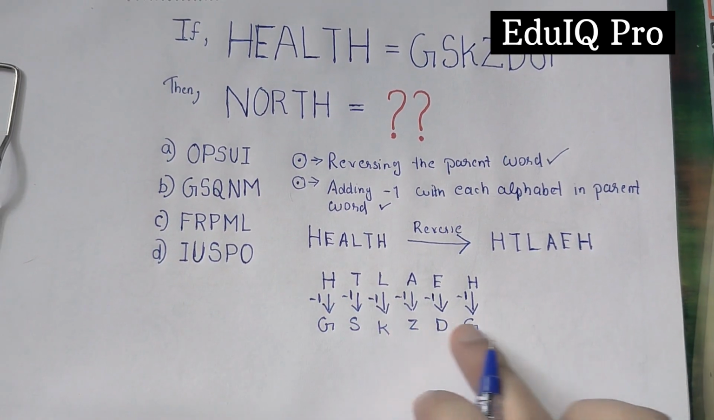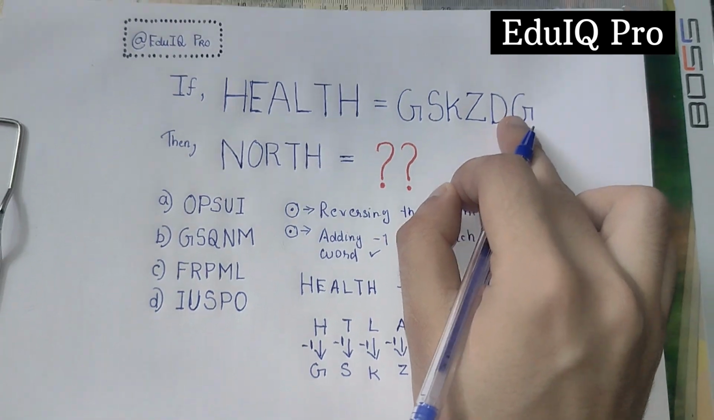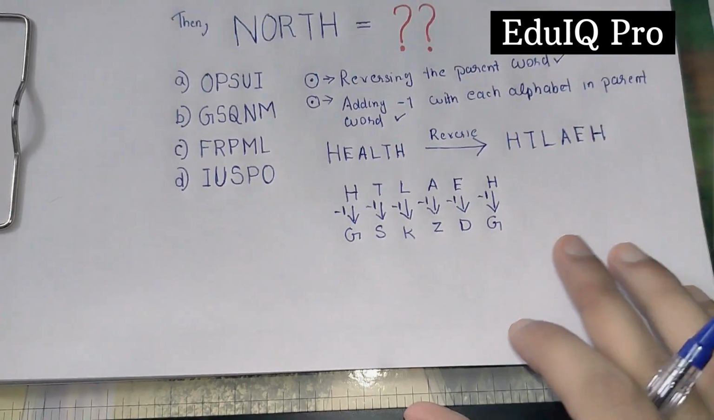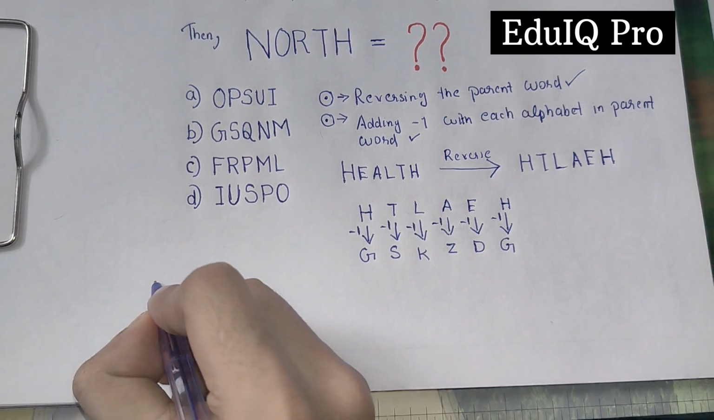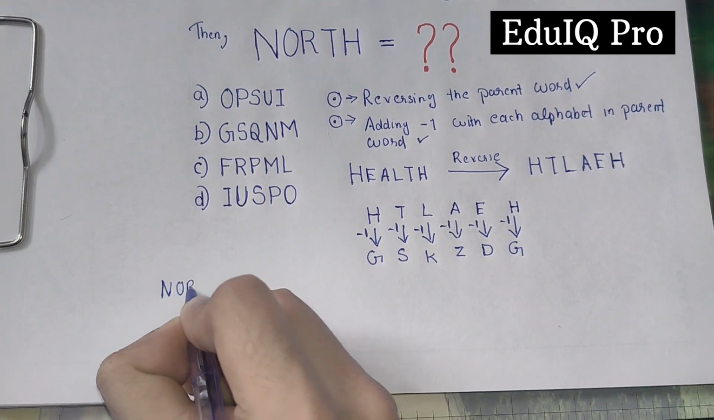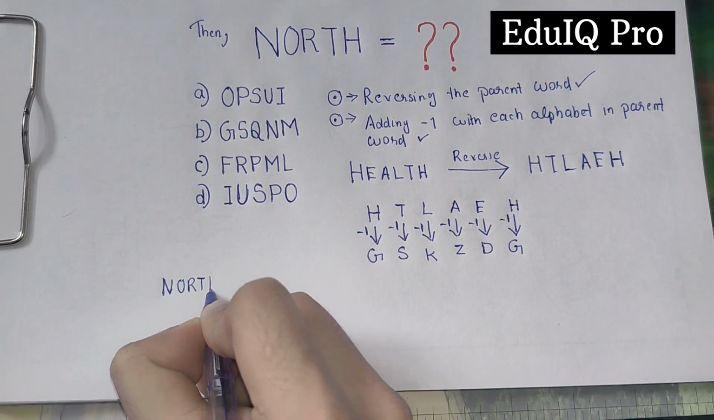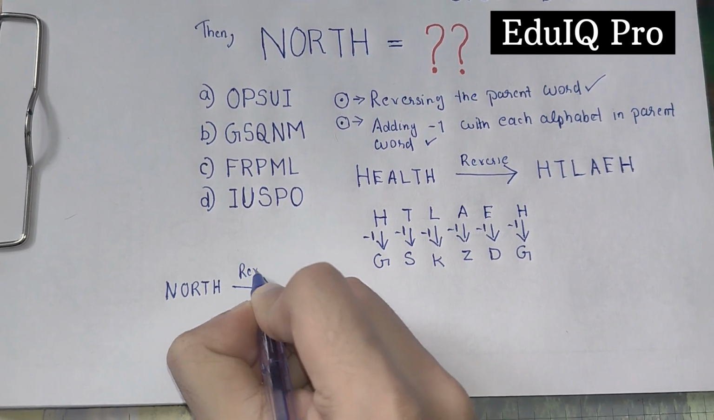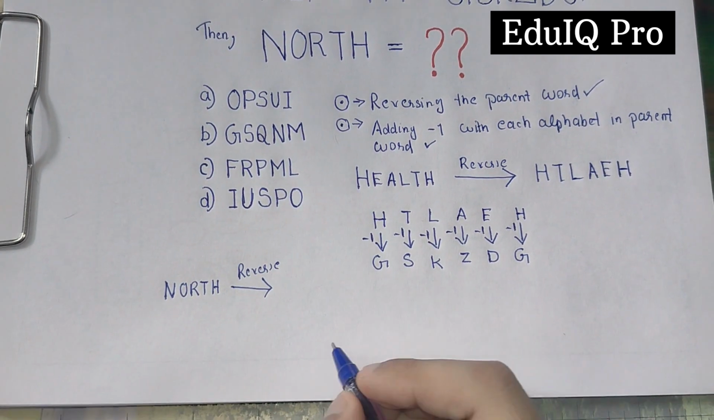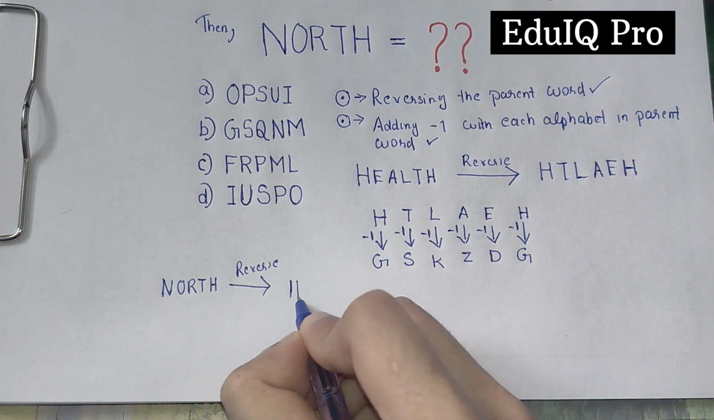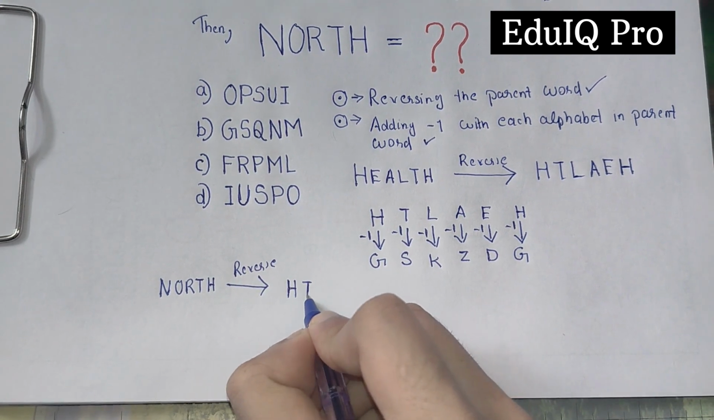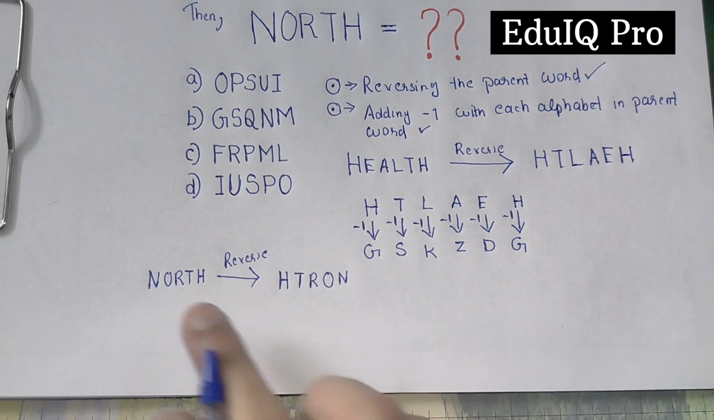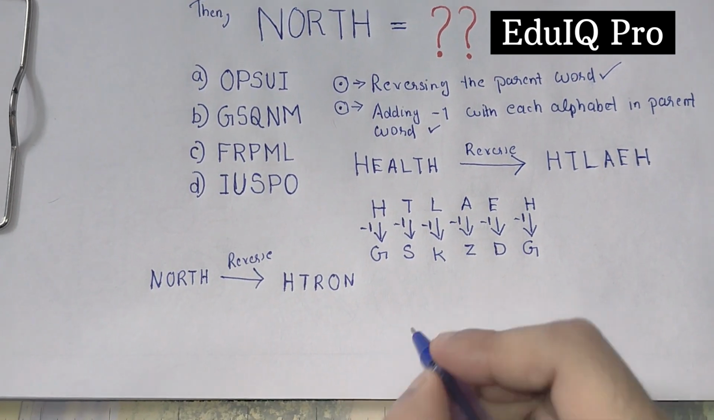Okay, so we got the coded answer, GSKZDG, for the word HEALTH. In this similar manner, we have to apply the two concepts to the word NORTH. Let me write here the word NORTH. First of all, we have to reverse the word. Let me write reverse here. After reversing, the alphabets are H, T, R, O, N. So HTRON is the reversed parent word.